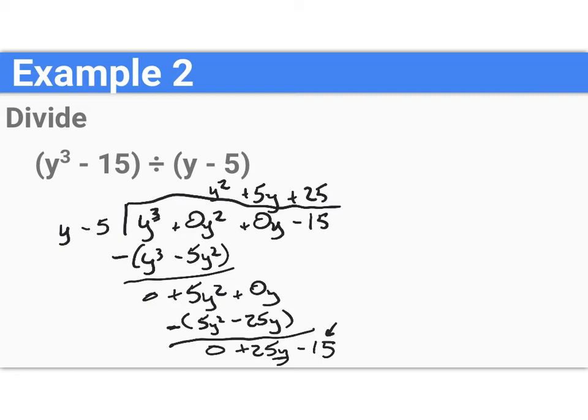So 25 times 5 is 125, negative 125. 25 times y is 25y. We're subtracting that one out. Okay, so let's deal with the variable terms. 25 minus 25 is 0. 15 minus a negative 125 leaves 110. Because the two negatives become positive, so that really becomes negative 15 plus 125.